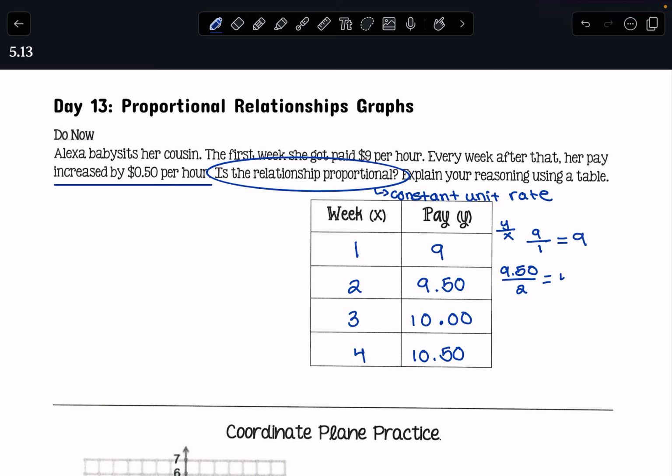and get $4.75. Now, immediately you should look at these two and say that they're not the same. If they're not the same, then your unit rate is not constant. So this is not a proportional relationship, because the unit rate is not constant.